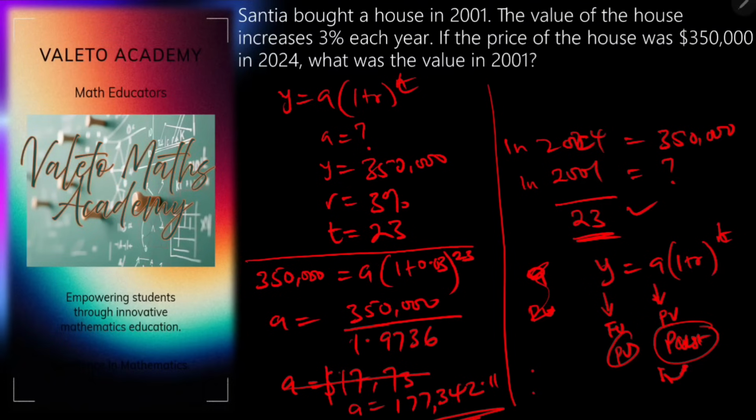So it means that a has the value of the house when she bought it in 2001. So in 2001 the house was equal to 177,342, and then in 2024 the house is valued at $350,000. Okay, that's it for this question.